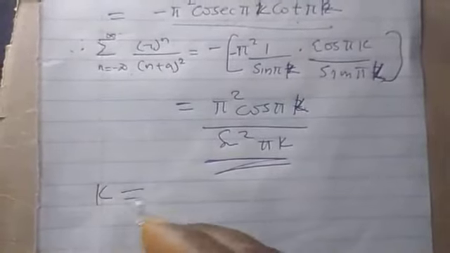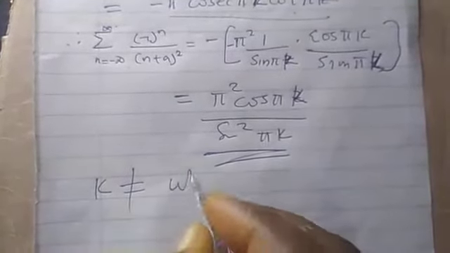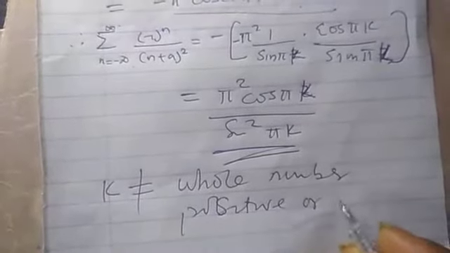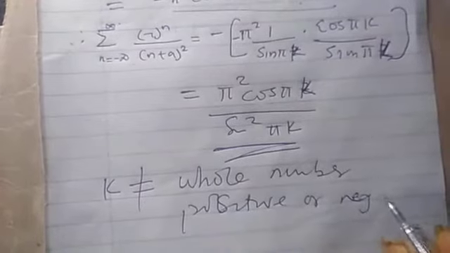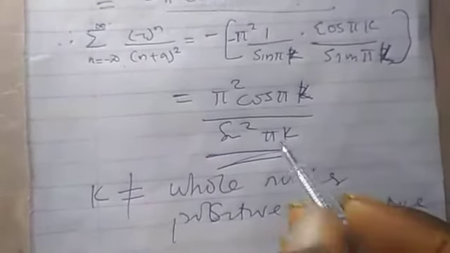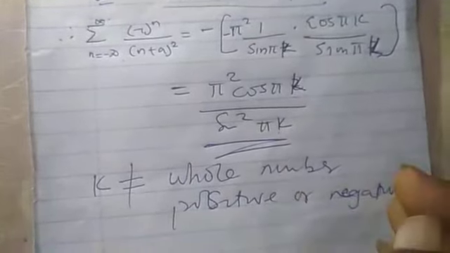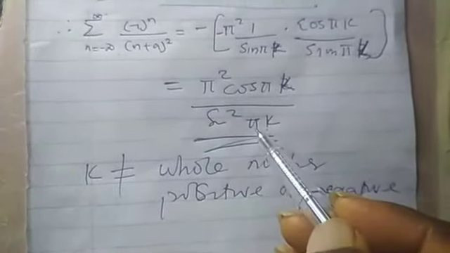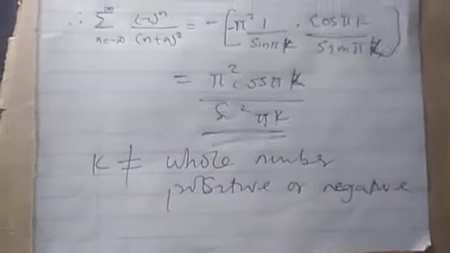And this result holds for all k not equal to a whole number, positive or negative. Because if k is any whole number, either positive or negative, there will be something over 0 here, which is infinity. So we don't need it. So this result will hold for all k not equal to a whole number, either positive or negative.